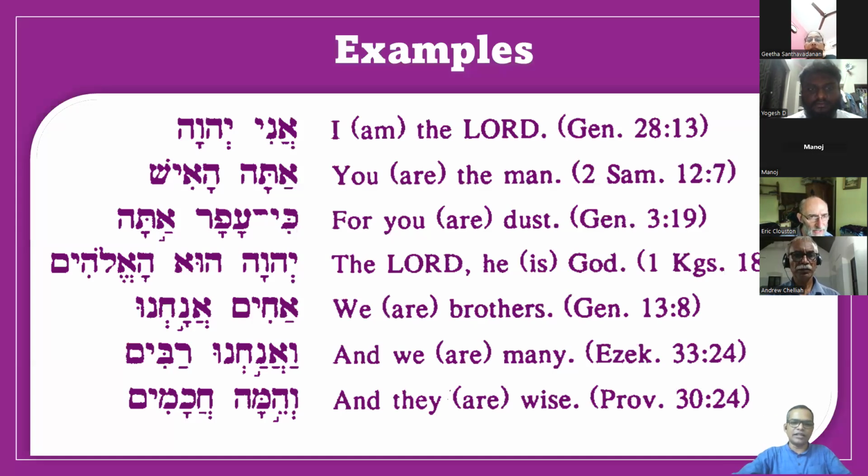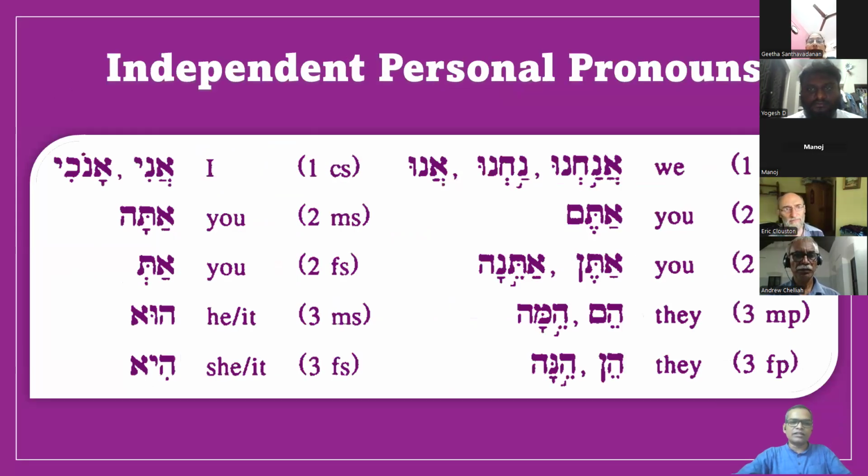If you see the translation here, these are just the independent personal pronouns without any verbs. So Ani, Anoki, Atah, At, Hu, Hi, Anachnu, Nachnu, Anu, Atem, Aten, Atena, Hem, Hema, Hen, Hena. All these are independent personal pronouns. So this will appear in the beginning of a phrase or sometimes in the middle of a phrase. But in most of the cases, we need to supply the verb to be.